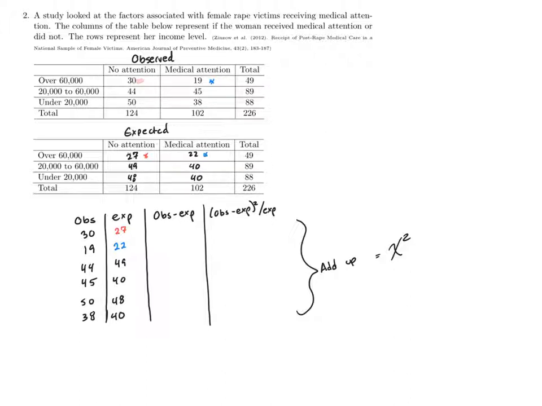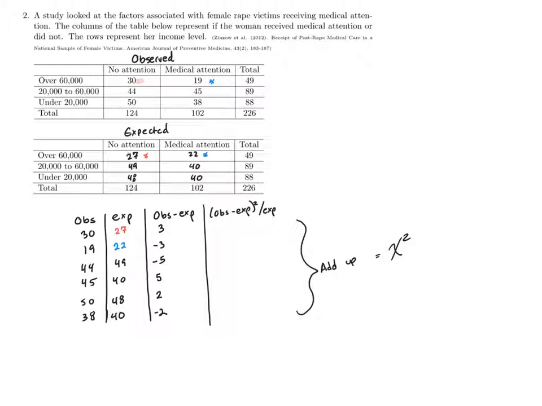It's important to match them up, so I find the difference between, in that exact instance, my observed and my expected. So I had 30 women who made over $60K a year and did not receive medical attention. I expected it to be 27. The difference between my actual and my expected is 3. Tracing it down the entire way, you're going to notice I get negatives and positives. And in fact, if I added all those up, I would get 0.